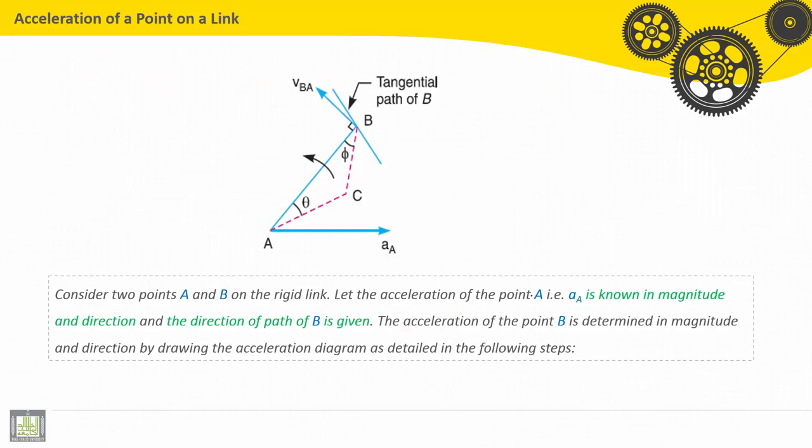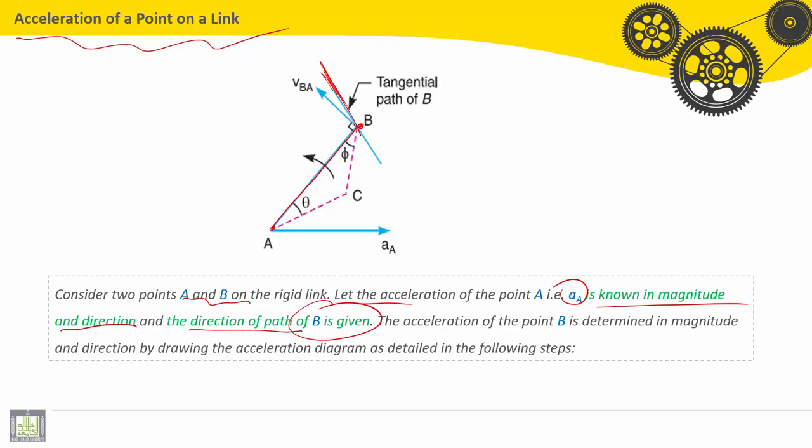Strength of Materials. We will continue with acceleration of a point on a link and how to draw the acceleration diagram. Given the link AB, consider two points A and B on this rigid body or this solid. Let the acceleration of the point A, AA, be known in magnitude and direction, both. And the direction of path of B is given. This is the direction of path of B. The acceleration of the point B is determined in magnitude and direction by drawing the acceleration diagram as detailed in the following steps. Let's see.